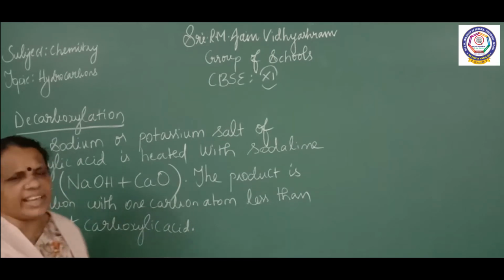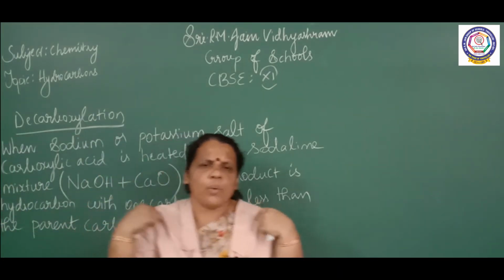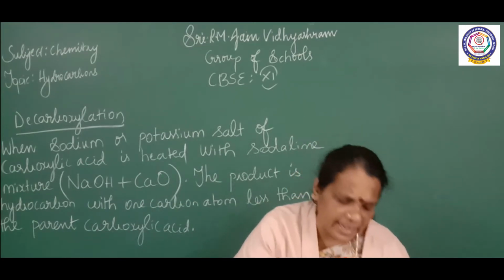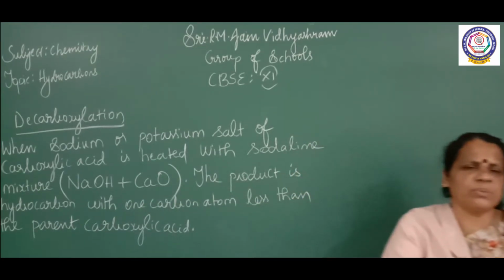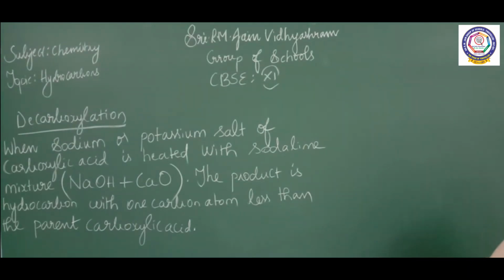So what is the condition here? Actually, decarboxylation is removal of carbon dioxide. How I am removing carbon dioxide? By heating the sodium or potassium salt with soda lime. What is soda lime? A mixture of sodium hydroxide and calcium oxide. So here, what is the product? I am getting hydrocarbon as a product.